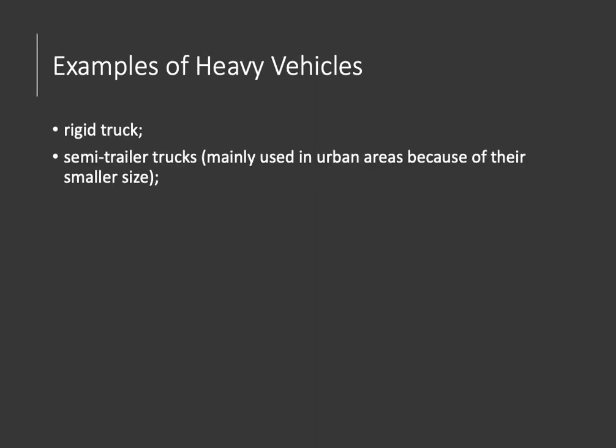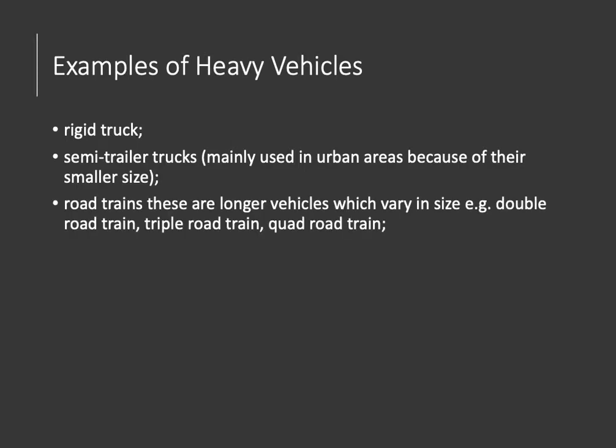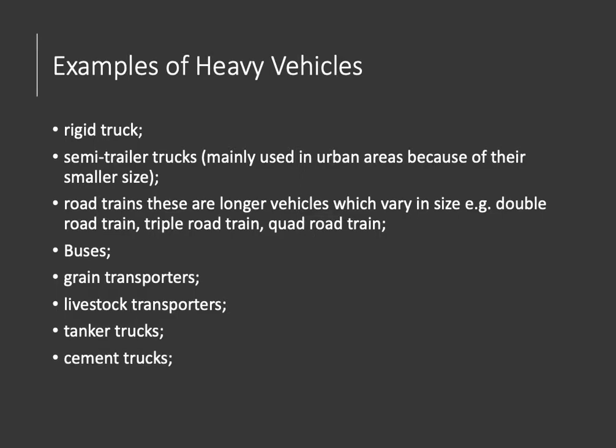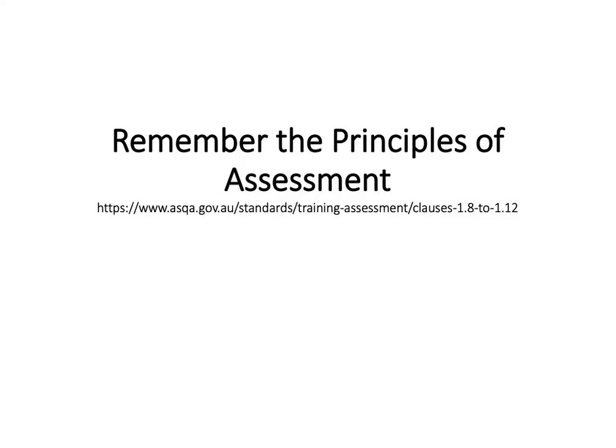Examples of heavy vehicles that may be involved in assessment: rigid truck, semi-trailer trucks, mainly used in urban areas because of their smaller size, road trains. These are longer vehicles which vary in size. For example, double road train, triple road train, quad road train, buses, grain transporters, livestock transporters, tanker trucks, cement trucks, and oversized vehicles. Remember when assessing to apply the principles of assessment.